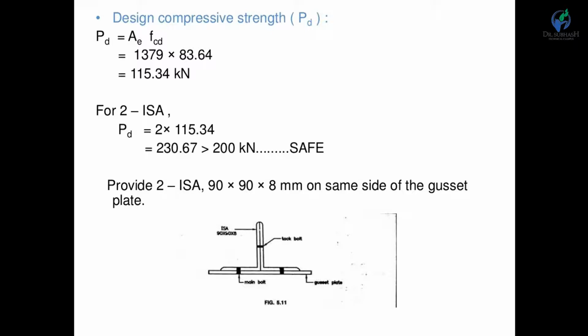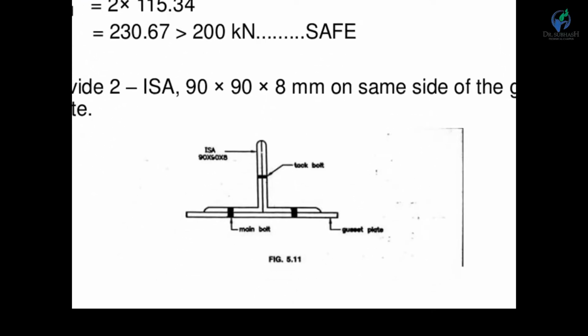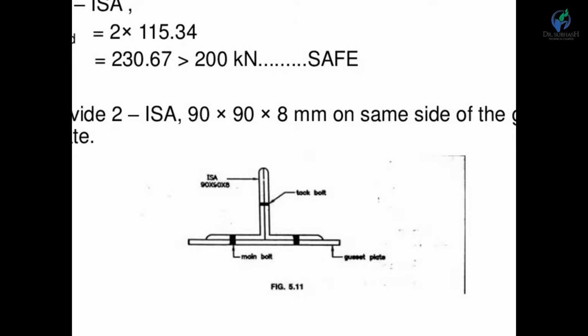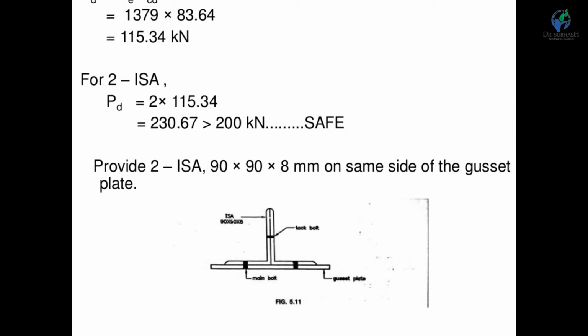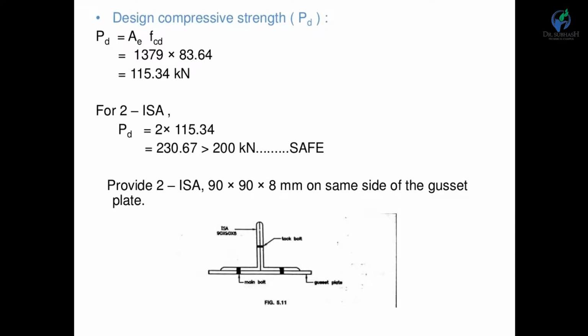In our data, the requirement is 200 kilonewton, but we put 90 by 90 by 8 two angles on the same side of the gusset plate. It gives 230.67. It means our section is safe for the design compressive load. So here we provide 2 ISA 90 by 90 by 8 mm on the same side of the gusset plate. You have to see in the figure, 90 by 90 by 8 on the same side of the gusset plate. It resists 230.67 kilonewton. In our design requirement we need to satisfy 200 kilonewton. So our trial section is okay.